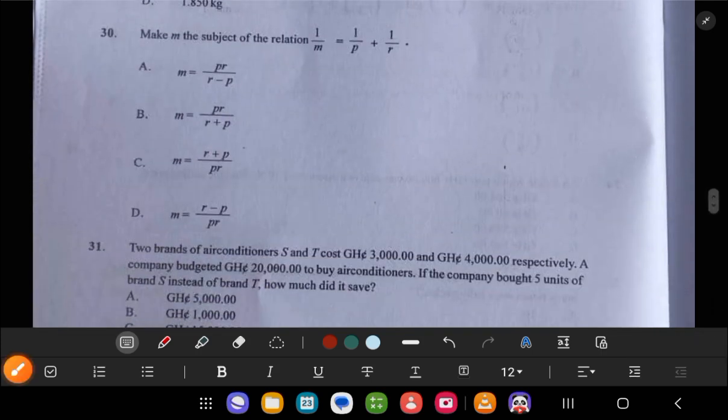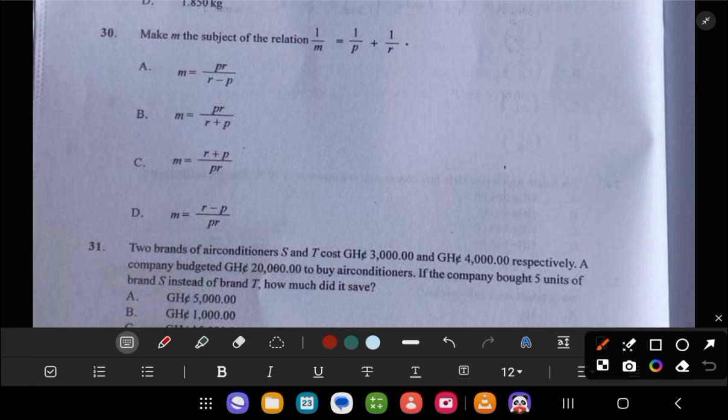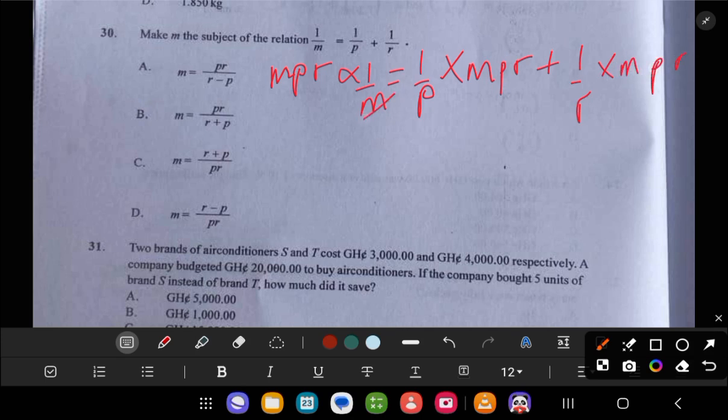Question 30. We need to work this out. Now, we begin with the LCM straight away by multiplying through with the LCM. The LCM is MPR. So MPR times 1 over M equals 1 over P times MPR plus 1 over R times MPR. So M cancels M, P cancels P, R cancels R. So PR equals MR plus MP.